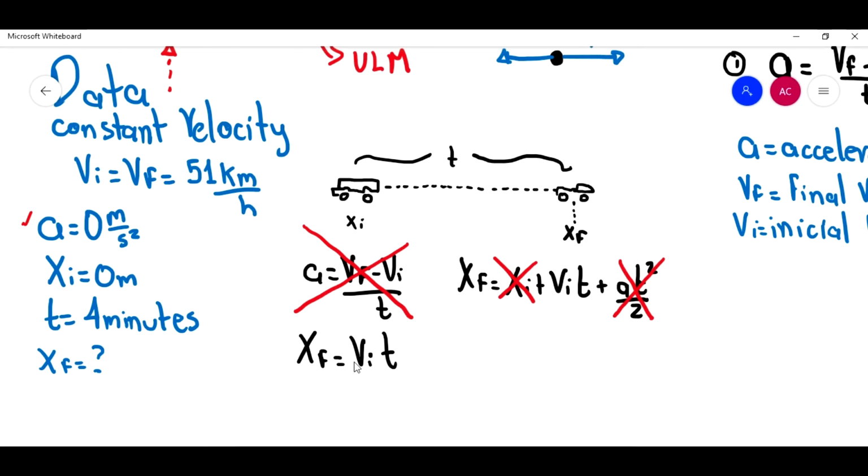But if you see, these are minutes and these are hours. So we need to transform the time so I can have the same units in time. I recommend to transform these kilometers per hour into meters per second and these minutes into seconds. So let's do it.